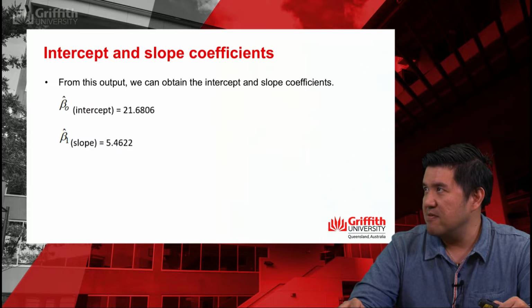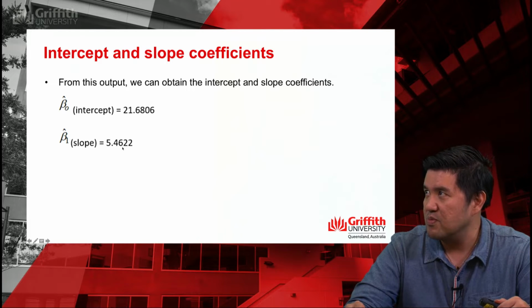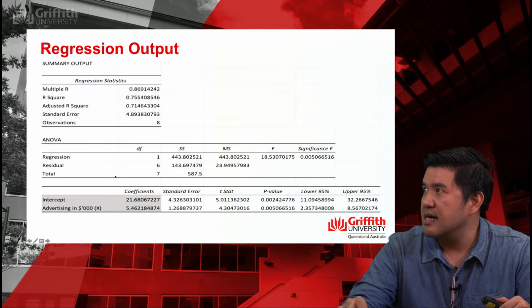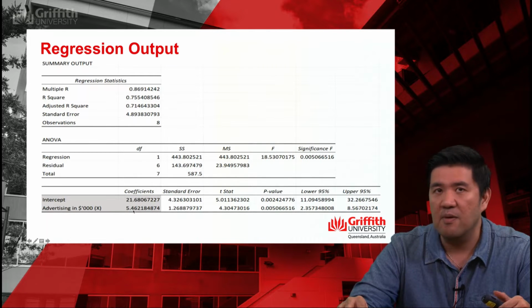The intercept coefficient, beta 0 hat, is 21.6806. The slope coefficient, 5.4622. Going back here, there is the intercept coefficient. There is the slope coefficient.